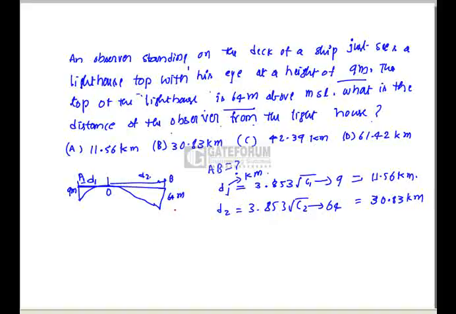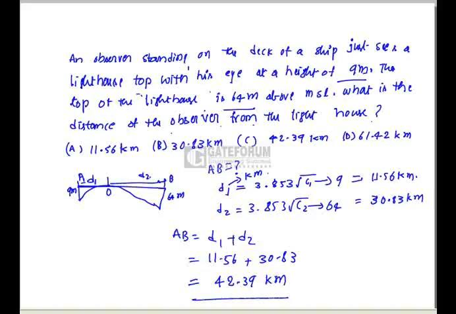We have to find out AB. AB is equal to D1 plus D2, that is equal to 11.56 plus 30.83, that implies 42.39 kilometers is the answer. 42.39, option C is correct.